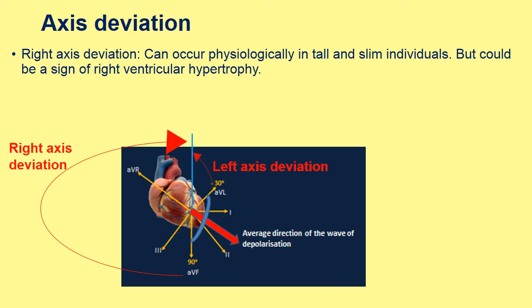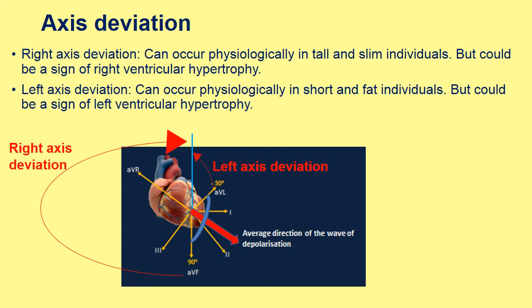So lead 2 will be predominantly positive and lead 1 will be predominantly negative. Now left axis deviation, as you can see in this diagram, is when the wave of depolarization is anything between there and there. Okay.